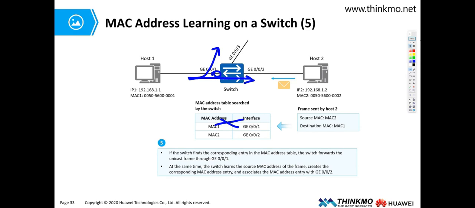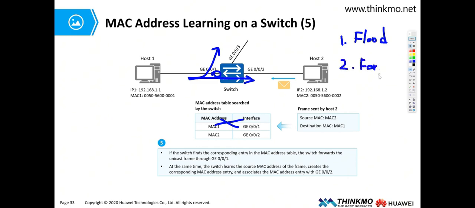This means that if I receive an unknown unicast frame, I will flood it. If I receive a broadcast frame, I will flood it directly without checking the MAC address table. For an unknown unicast frame, I will check the table, and if it's not there, I will flood it. If I receive a unicast frame and I can find it in my MAC address table, then I will forward it.